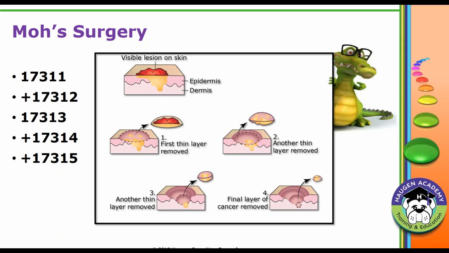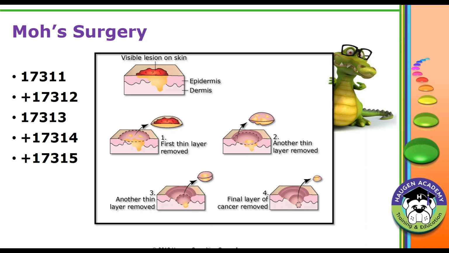After they remove one layer of tissue, they examine it under a microscope in the lab on site. If there's any cancer cell that remains, they know exactly where it's at, and they'll go and remove another layer, and they'll just keep going. So they spare as much healthy tissue as they can, but they repeat the process until no cancer cells remain. So there's a specific set of codes for this surgery, starting with 17311.